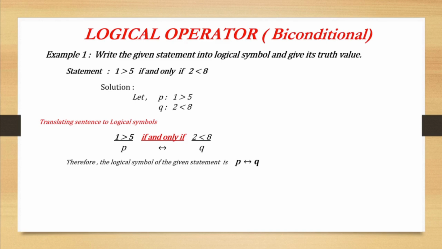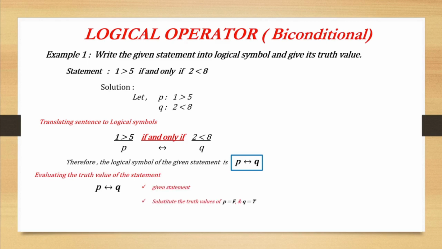But how about the truth value of the statement? What we are going to do is identify the truth value of proposition P and the truth value of proposition Q. Proposition P, 1 is greater than 5, is false, and proposition Q, 2 is less than 8, is true. By plugging in, the statement becomes false if and only if true.